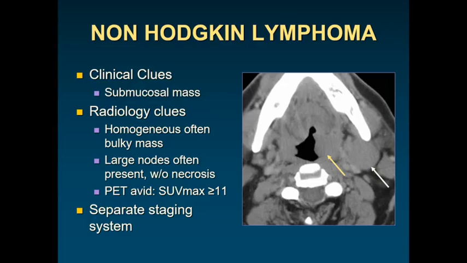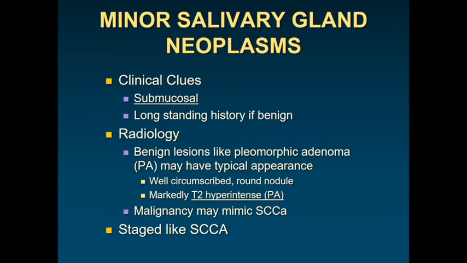So primary and nodal mass. Let's talk a little bit about minor salivary gland neoplasms, which is the other major category and the least common. This will include the clinical clue, again, of often a submucosal mass on clinical exam. Frequently, when these are more benign or are carcinoma ex PA, we'll have a long-standing history of a palpable mass that the patient is aware of.